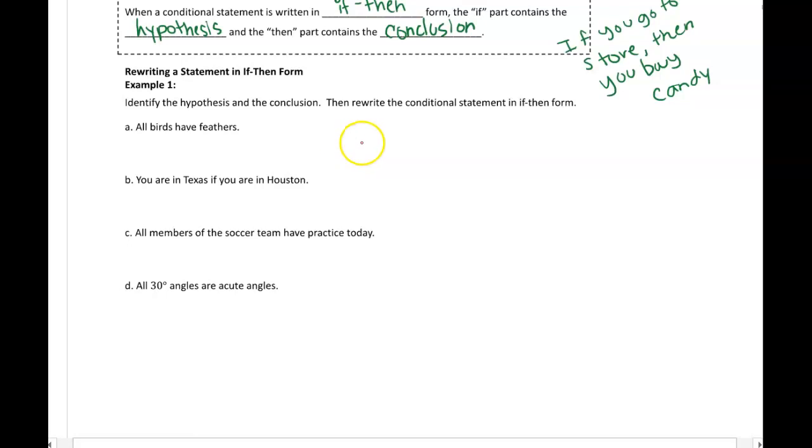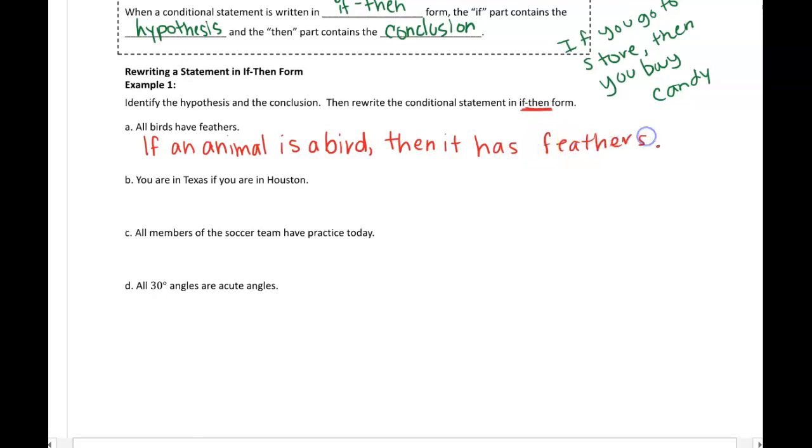Alright, so let's look at example 1 now. Okay, here we have sentences, but I want to make them conditional sentences. Okay, so I want to put them in if-then form. It says, all birds have feathers. Now if I wanted to write this in if-then form, I could say, if an animal is a bird, comma, then it has feathers. Period. Okay, so now this is a conditional statement.